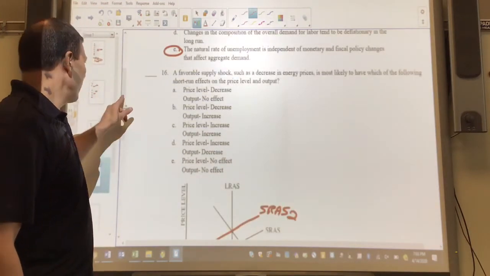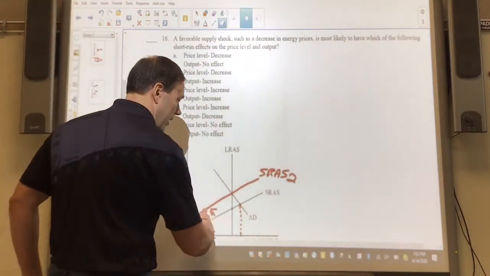Number 16, a favorable supply shock, such as a decrease in energy prices.